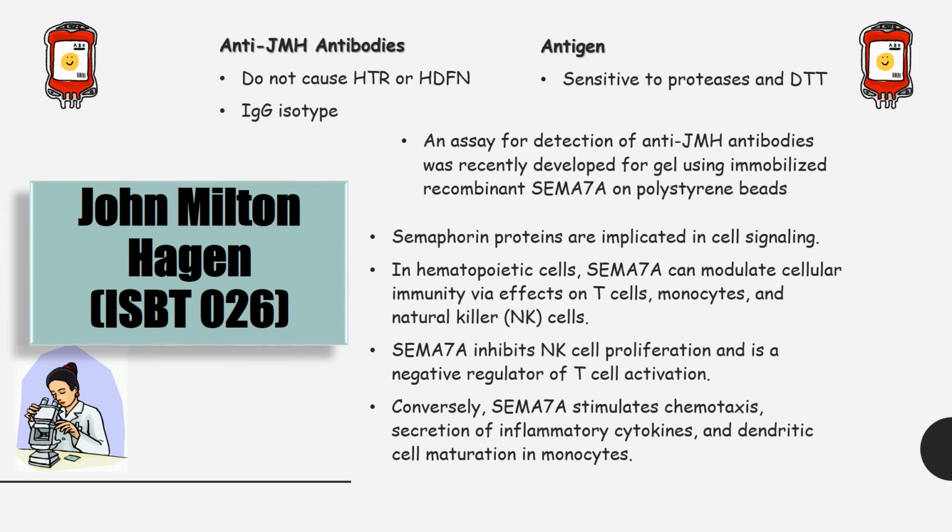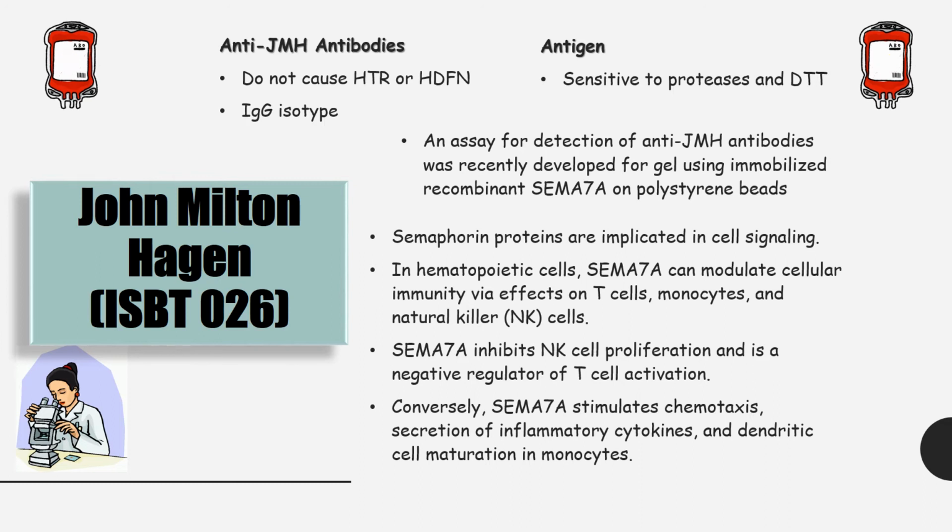Semaphorin proteins are implicated in cell signaling. In hematopoietic cells, SEMA7A can modulate cellular immunity via effects on T cells, monocytes, and natural killer cells. SEMA7A inhibits NK cell proliferation and is a negative regulator of T cell activation. Conversely, SEMA7A stimulates chemotaxis, secretion of inflammatory cytokines, and dendritic cell maturation in monocytes.